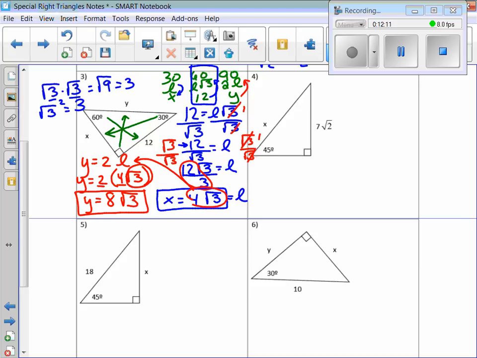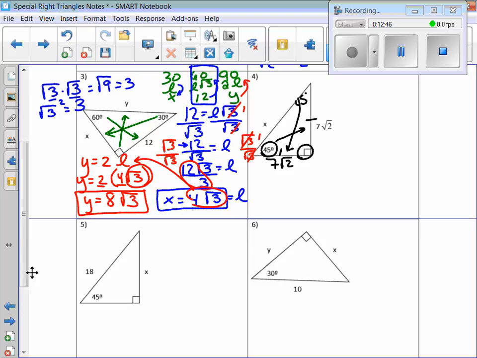Number 4. First step we do is identify what type of triangle we have. They give us a 45-degree angle. They give us a 90. We know there's 180 degrees in a triangle, so your missing angle has to be 45 degrees. Anytime we have a 45, 45, 90, that tells us we have an isosceles right triangle. So the sides across from the 45-degree angles have to be congruent. So this missing side is 7 times the square root of 2. That's what makes these two sides congruent.